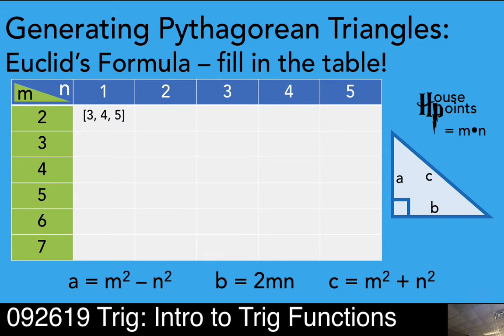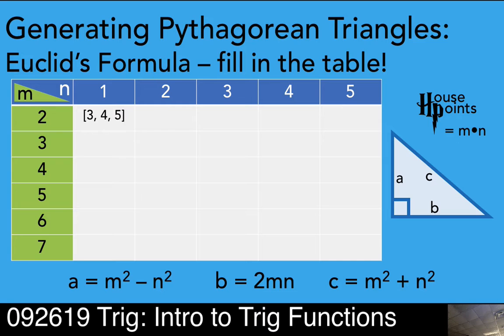Who can do this one? So for m and n, these are our two values. For m is 2. Remember, they have to be opposite parity, so n is odd and m is even. When m is 2, what is a? 2 squared is 4 minus n squared, which is 1, is 3. And for the b term, it's 2mn, so 2 times 2 is 4 times 1 is 4. And for c, it's m squared plus n squared, so 2 times 2 is 4 plus 1 times 1 is 5 altogether. 3, 4, 5.